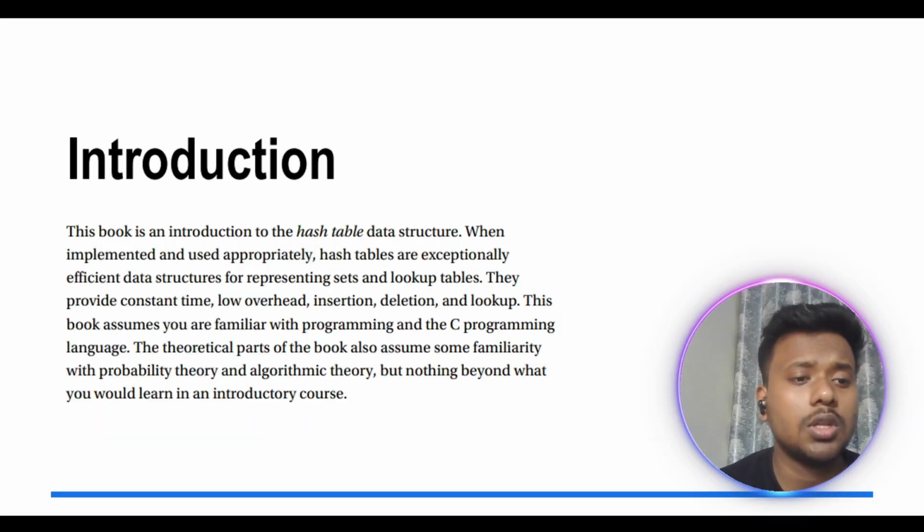Introduction. This book is an introduction to the hash table data structure when implemented and used appropriately. Hash tables are an exceptionally efficient data structure for representing sets and lookup tables. They provide constant time, low overhead insertion, deletion, and lookup. This book assumes you are familiar with programming and the C programming language. The theoretical part of the book also assumes some familiarity with probability theory and algorithm theory, but nothing beyond what you would learn in an introductory course.